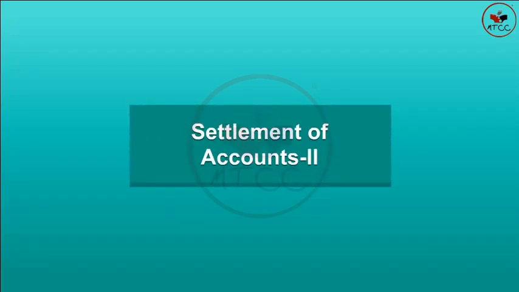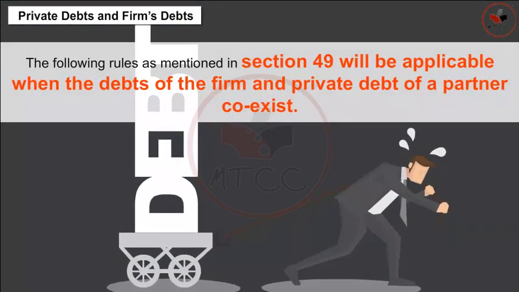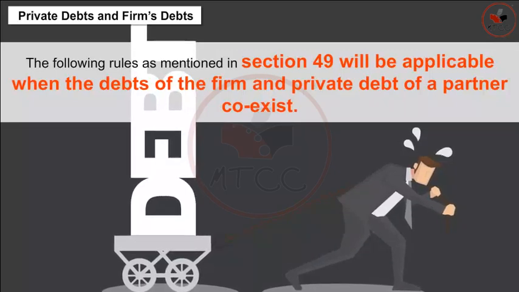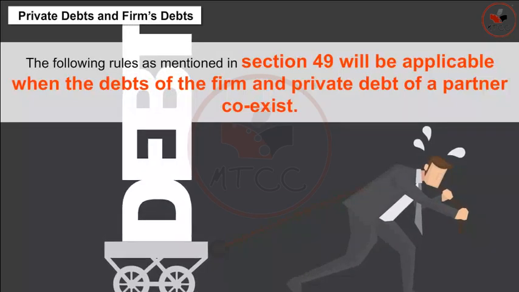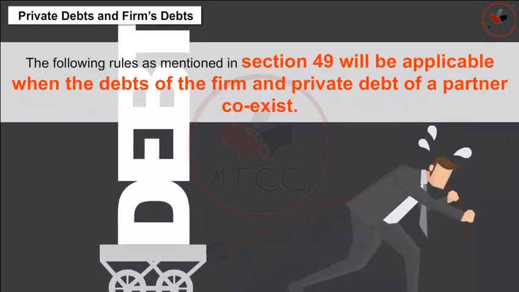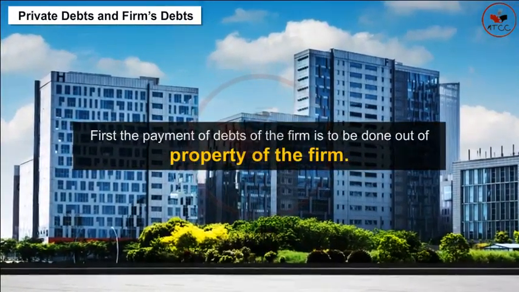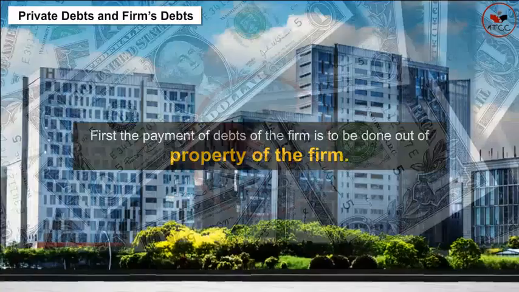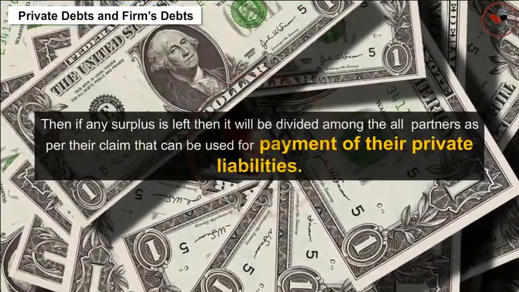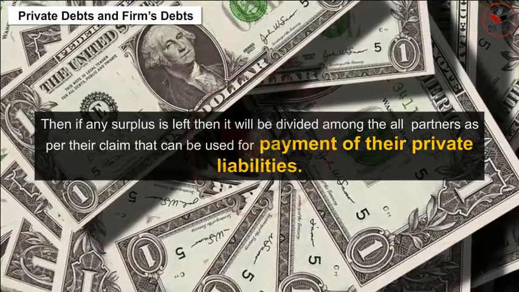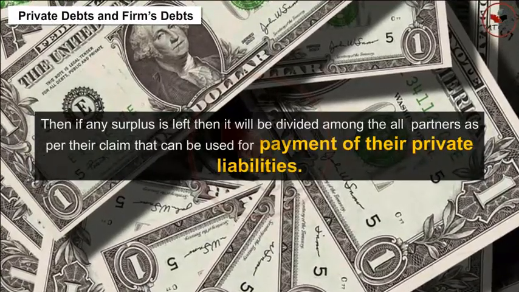Settlement of accounts 2. Private debts and firm debts. The following rules as mentioned in Section 49 will be applicable when the debts of the firm and private debt of a partner coexist. First, the payment of debts of the firm is to be done out of property of the firm. Then, if any surplus is left, it will be divided among all partners as per their claim, that can be used for payment of their private liabilities.